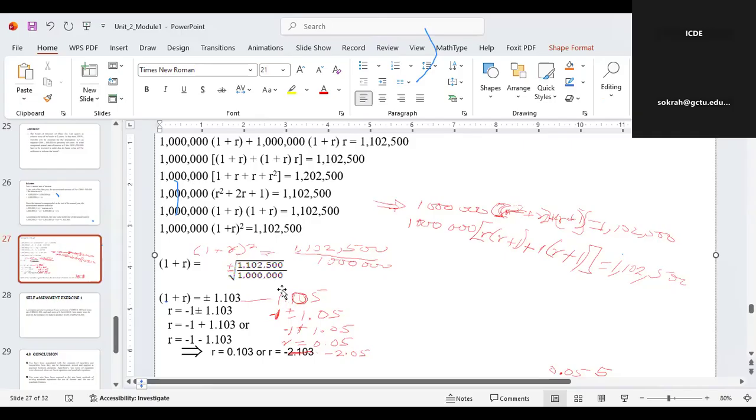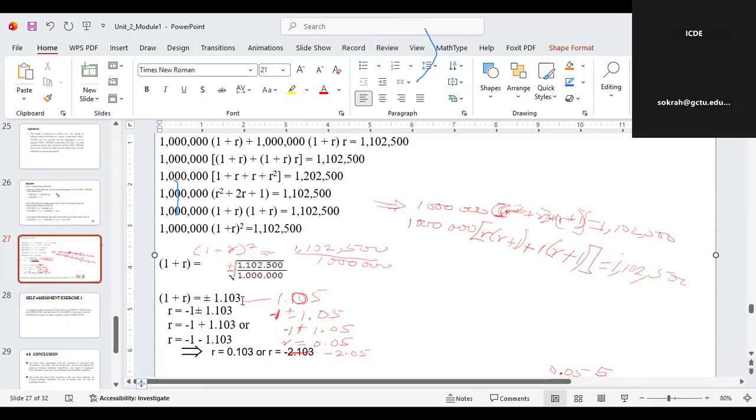Okay. So the positive side will be 1 point. Sorry. This will give you what? If you do this, you get 1.05 as your answer. Sorry for that. You get 1.05 as your answer. So we are now having what? 1 plus R being equal to 1.05.